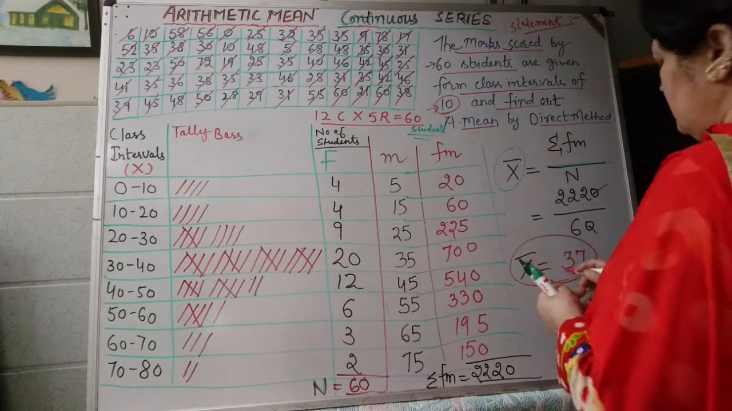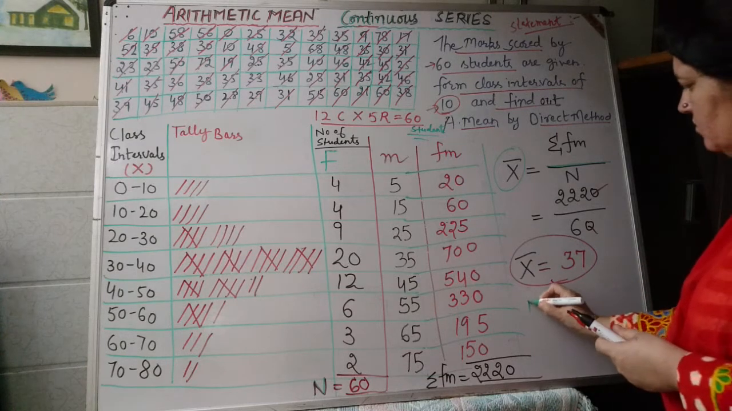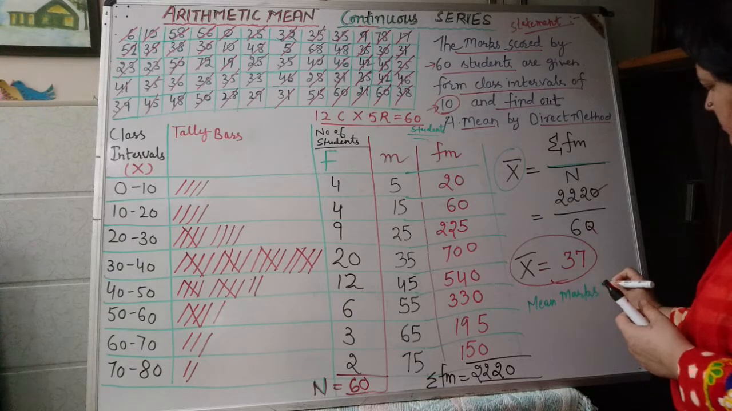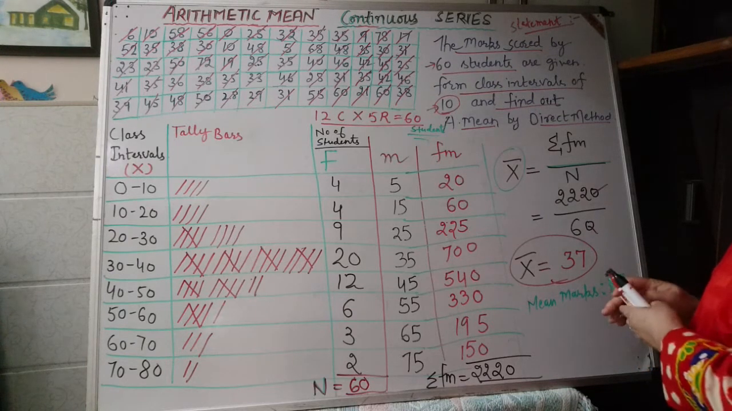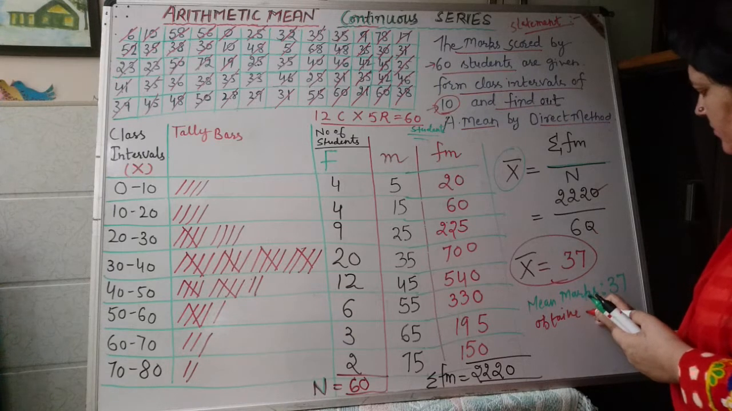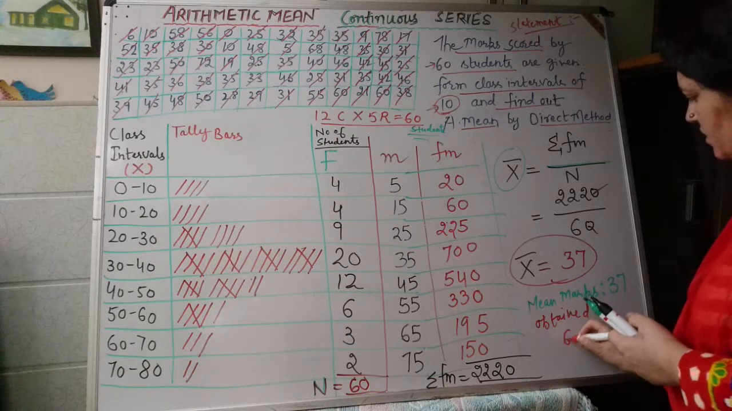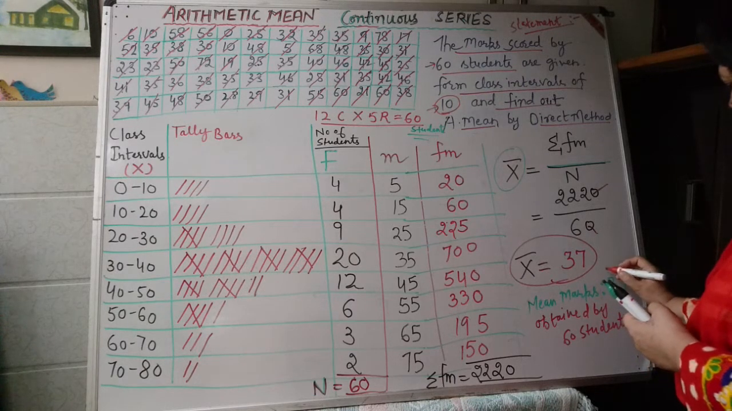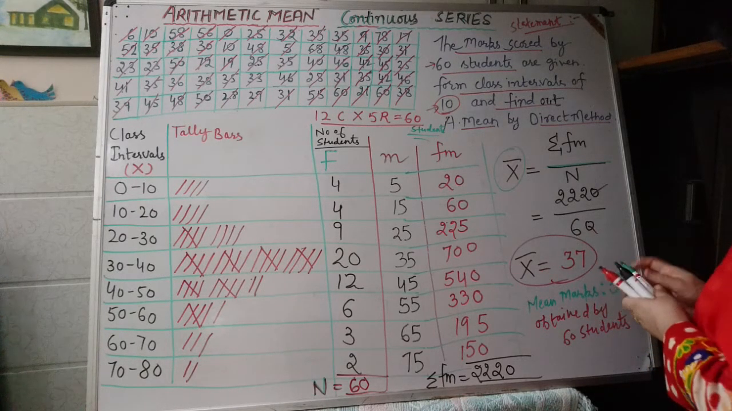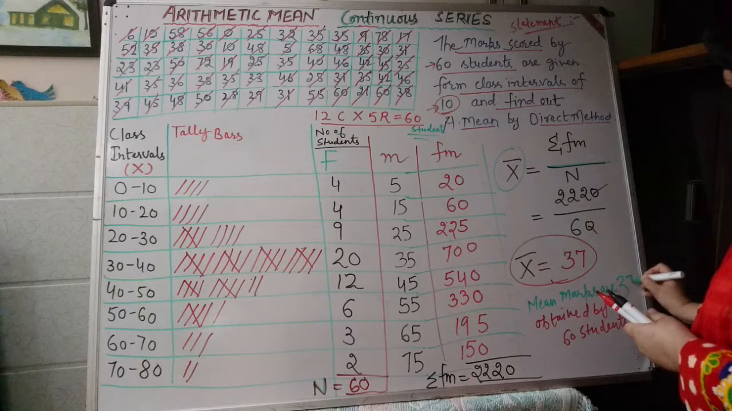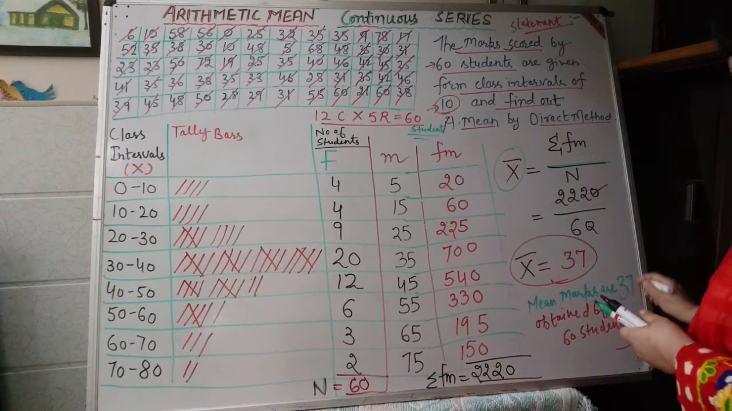So the mean marks are 37. So the mean marks obtained by 60 students are 37. So this is the answer.